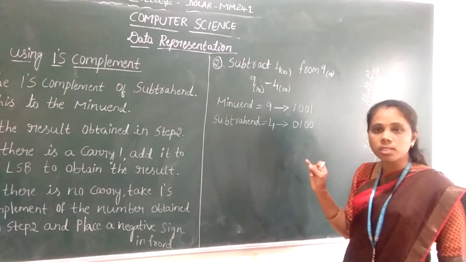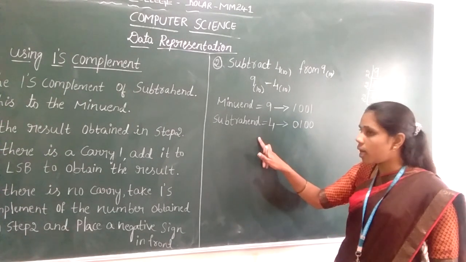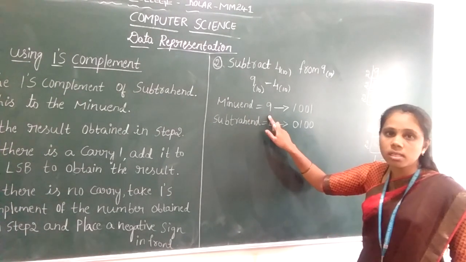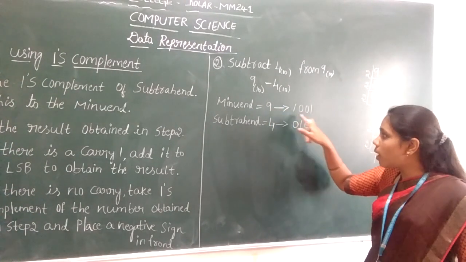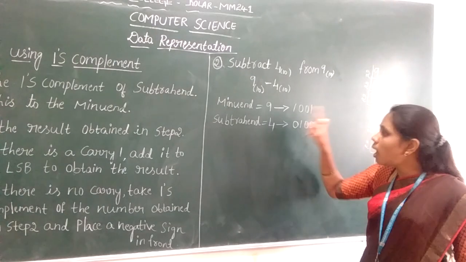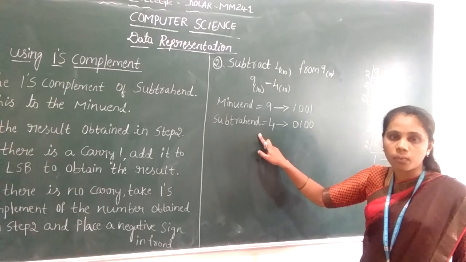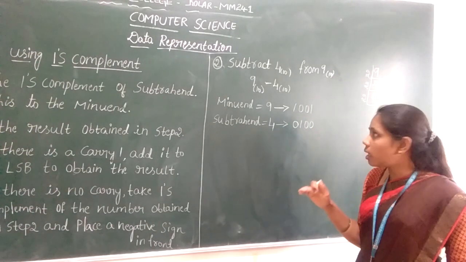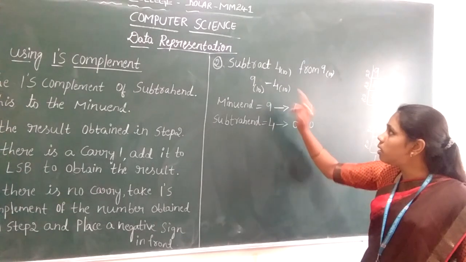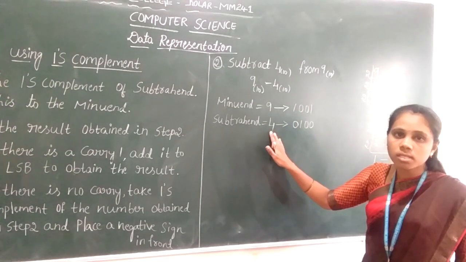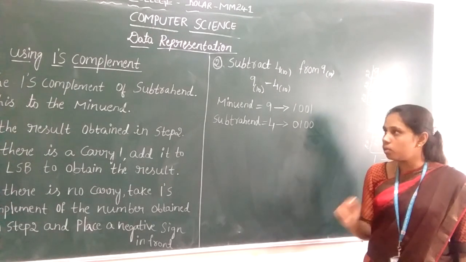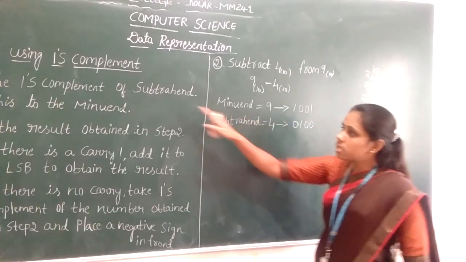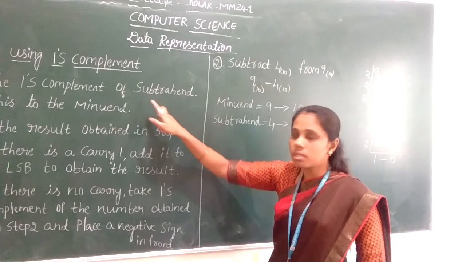First find out which is the minuend and which is the subtrahend. Here the minuend is 9, the number from which we are subtracting. Take the binary value of the minuend, and next consider the subtrahend. The subtrahend is the number which we are subtracting. Here 4 is the subtrahend. Find out its binary equivalent value. This is the first step in the given steps.